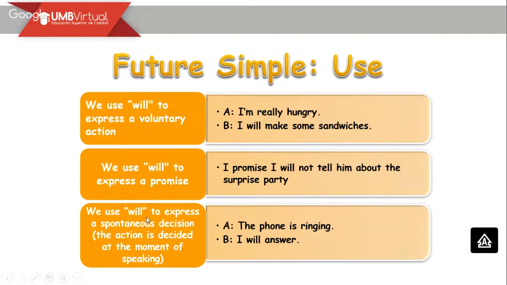And the third use is to express a spontaneous decision. The action is decided at the moment of speaking. So right there, as you can see, we have the phone is ringing, I will answer. Okay, cuando estamos hablando de una acción que es espontánea, que está en el momento, en este caso, the phone is ringing, el teléfono está sonando. Yo responderé. I will answer that call. Yes, all right. Or for example, the bell is ringing. O el timbre está sonando. I will open the door. Yes, it's a spontaneous decision that we make at the moment of speaking. All right. So far, so good.